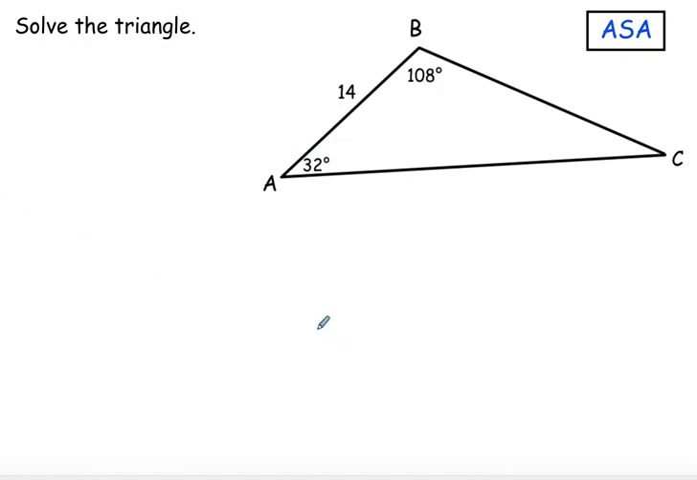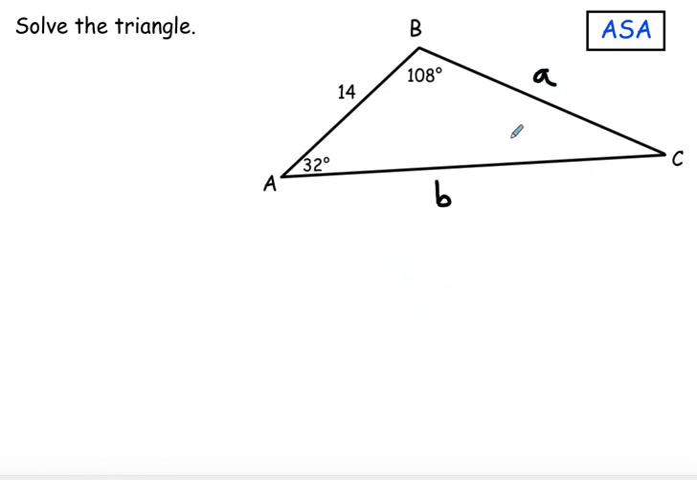Okay, we're going to try this one now. Again, we're going to solve it, so we need to find our missing pieces of information. So angle C we need to figure out, side B, and side A. Those are what we need to find.